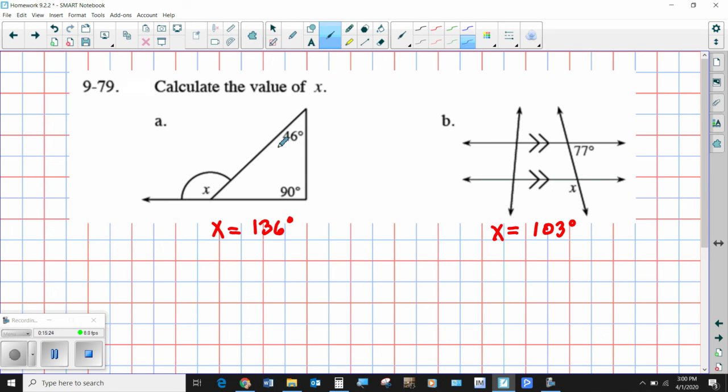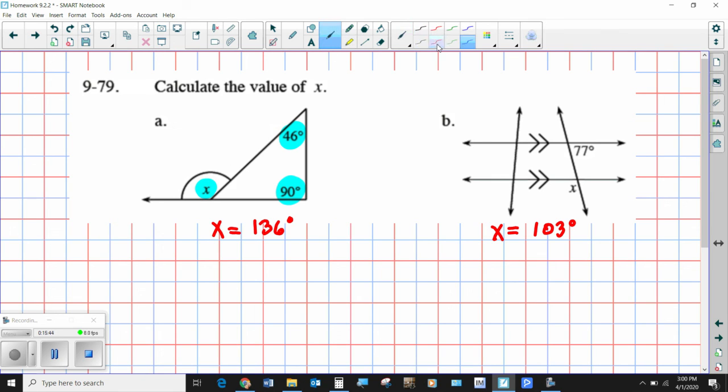All right, problem 79. This is called an exterior angle, and it's equal to the sum of the two remote interior angles. So 46 plus 90 is 136. That has to be 136 degrees.